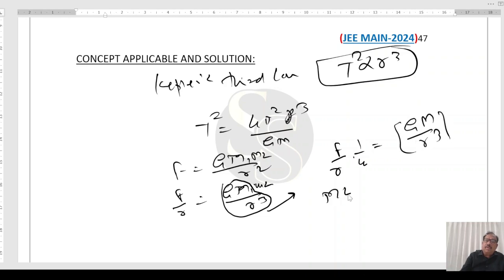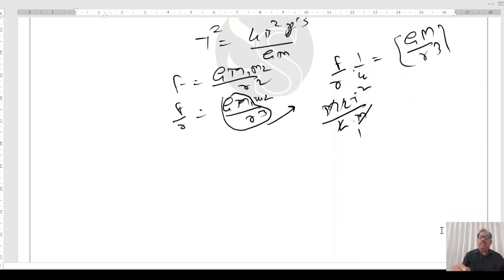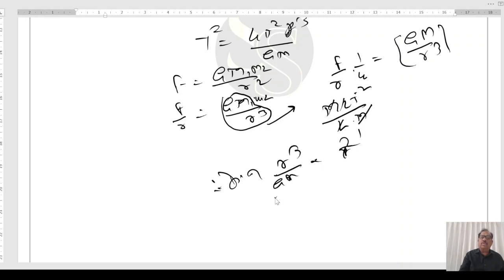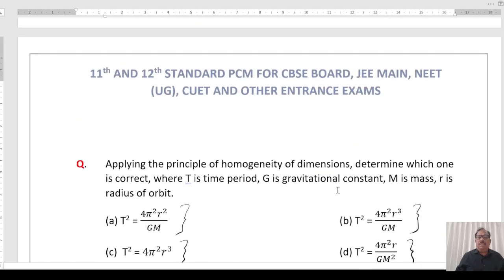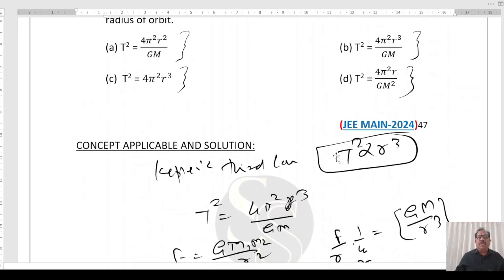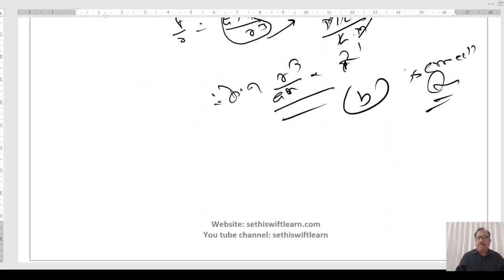The dimension of F is M L T minus 2. Then L divided by L, M divided by M cancel, so that comes out to be 1 over T square. So GM over R cube has dimension T minus 2. Therefore, the dimension of R cube over GM will be equal to T square. B is the correct answer. Very simple. This was the oral answer, but I explained everything here. Right? Next question.